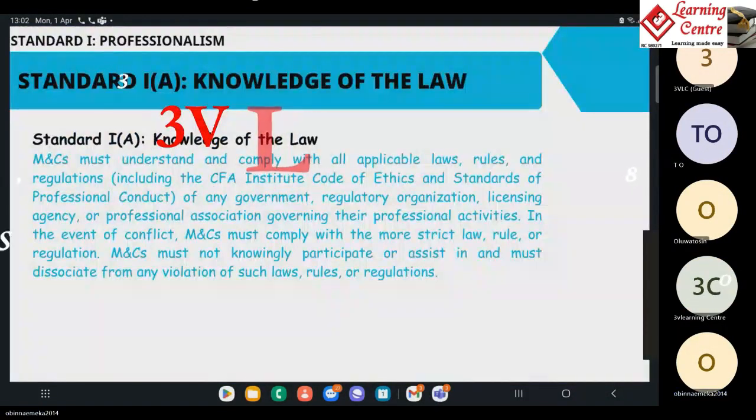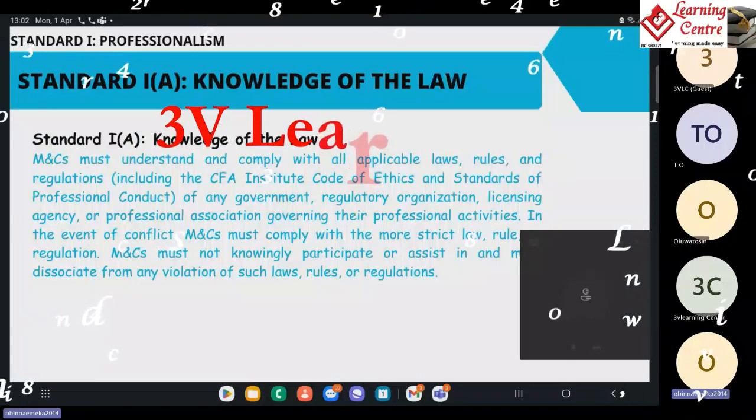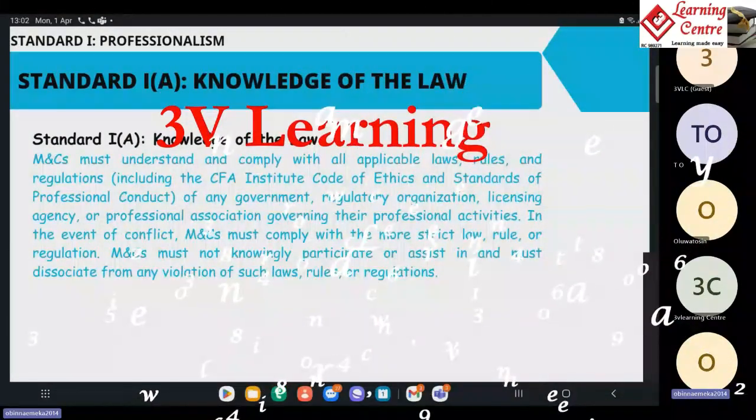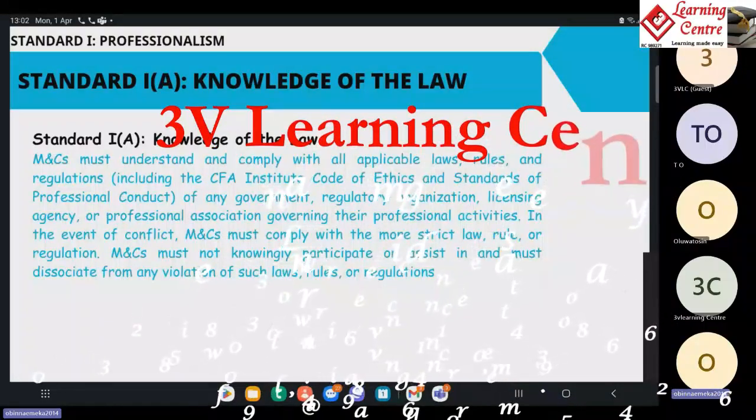Okay, let's start. So in our last class, we started discussing the guidance for the standards.